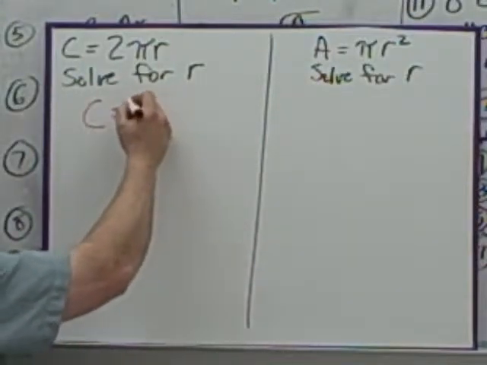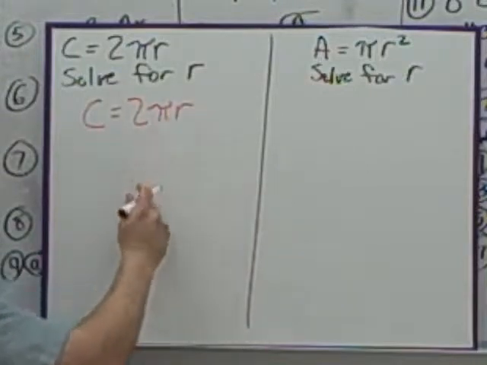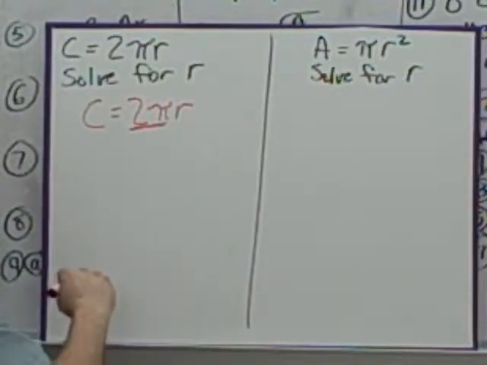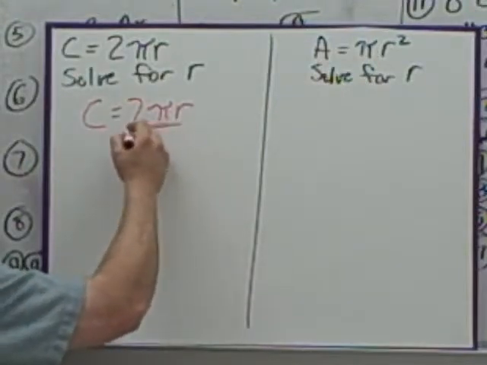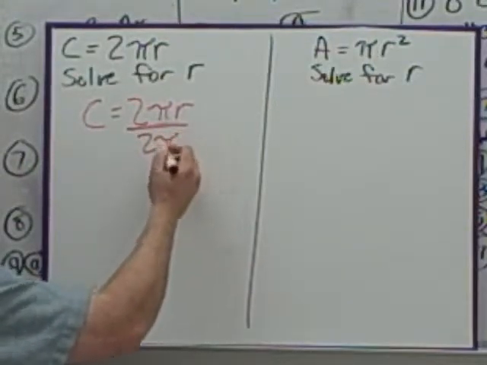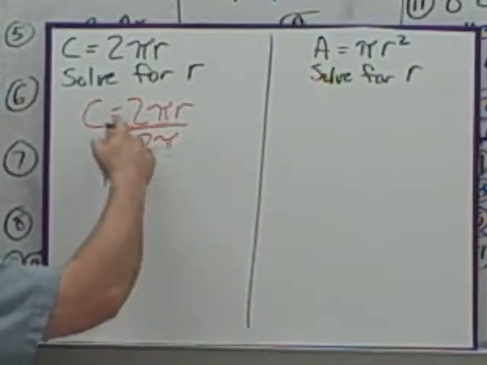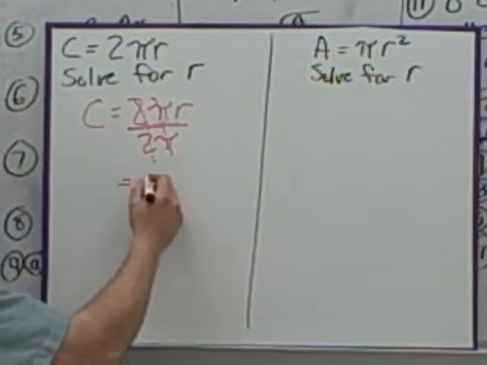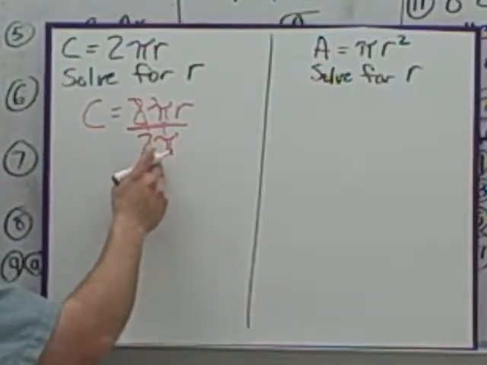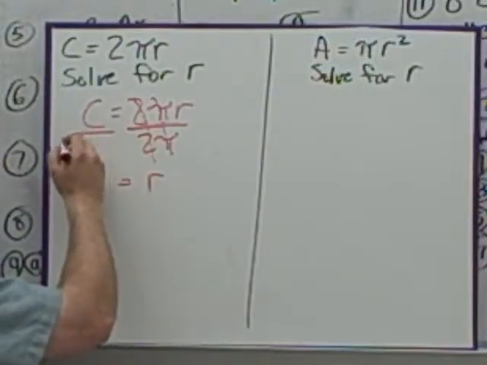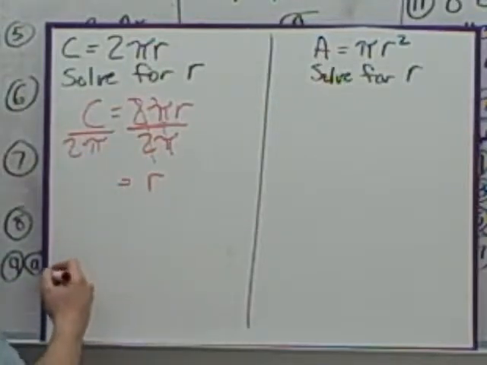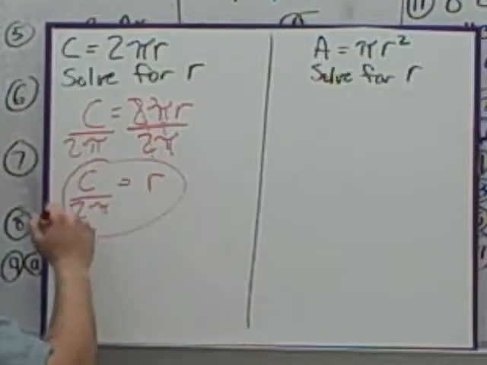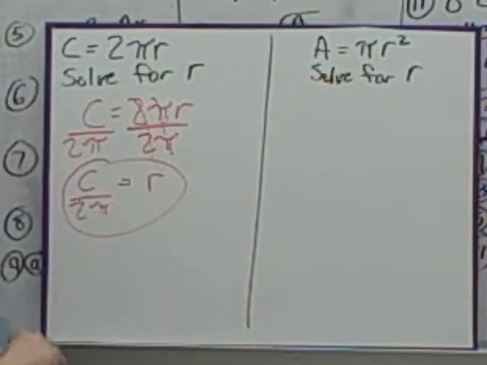We got c equals 2 pi r. R is being multiplied by 2 and pi. So to get rid of the 2 and pi, I go to the opposite, which is divide by 2 pi, because 2 pi over 2 pi is going to cancel out. You'll end up with 1 times r, which is r. But in order to do that, whatever you do to one side, you have to do the same thing to the other side of the equation. So you end up with c over 2 pi is equal to r.